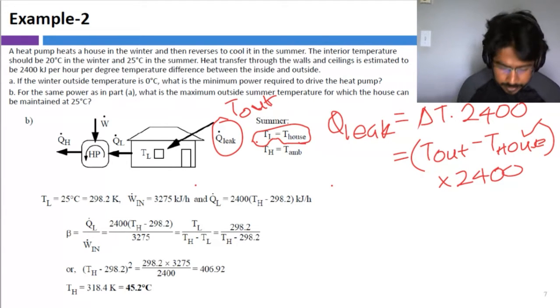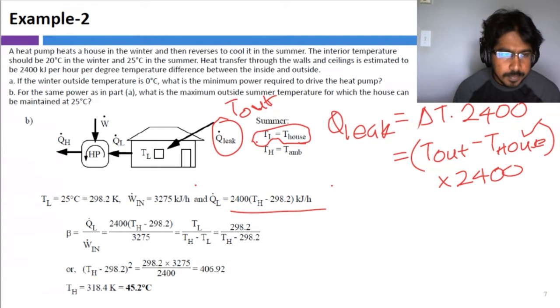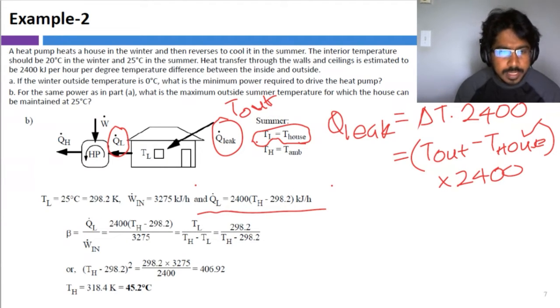Therefore, we can write the Q leak to be 2400 times the outside temperature minus the inside temperature. Similar to the previous example, if we want to maintain the house at the given condition, then we should remove an amount of heat which is similar to the amount of heat entering into the house. That's why we can say that QL in this heat pump is equal to the Q leak, right? Are we clear up to this point?